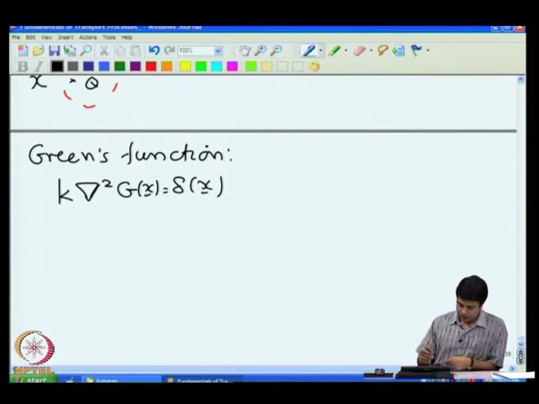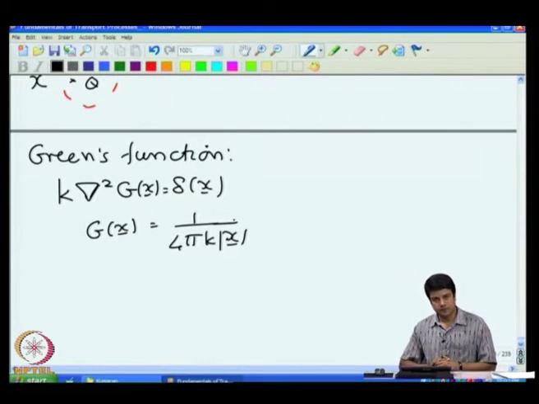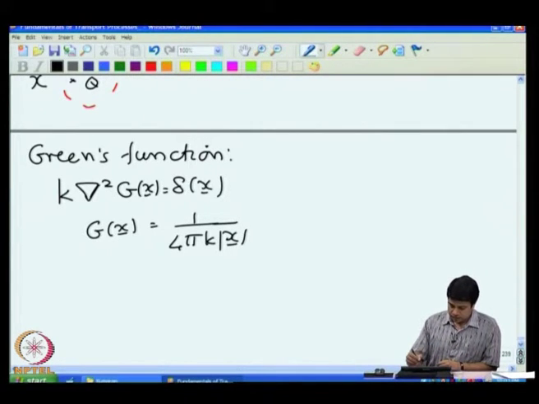Now, the solution of this, as we all know, is given by g of x equal to 1 by 4 pi k into the distance x. That is the solution for a point source located at the origin.